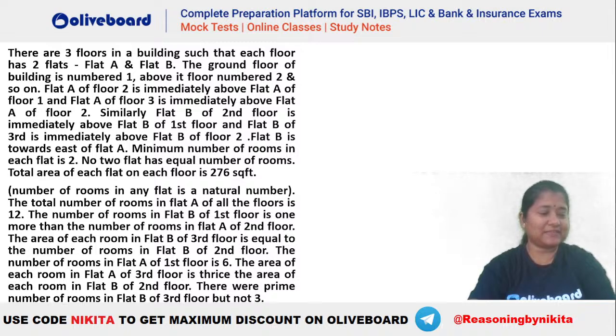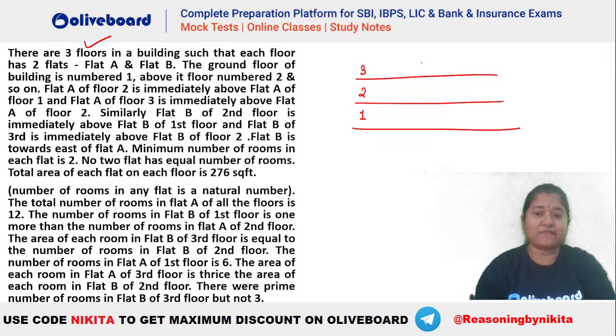Good morning, Jayati. So chalo, let's try it out. Let's try to complete this together and see how this particular question is to be done. You can see that there are three floors in this building, and every floor has two flats, flat A and B. The ground floor of the building is numbered 1, then 2, and then 3. So the building structure is something like this: this is the ground floor, this is the first floor, this is your second floor. Three floors, and each of the floors has two flats.